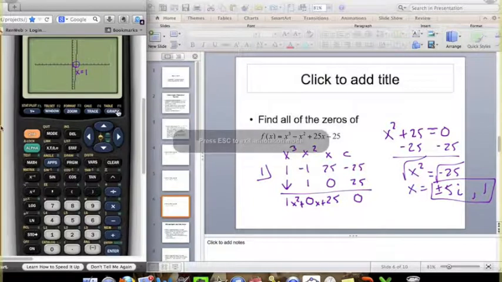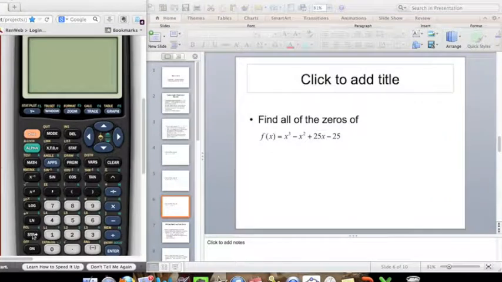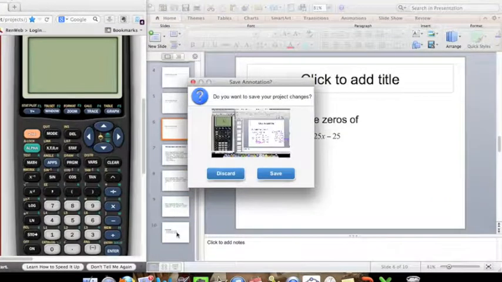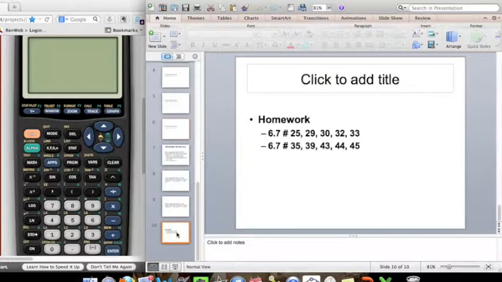Your homework is just the first set of 5 problems there from 6.7. Tomorrow we'll talk about the rest of 6.7 and then you'll do the other 5. Okay?